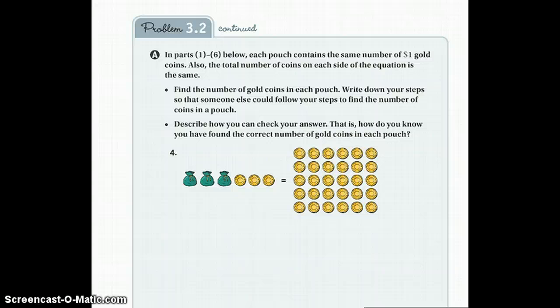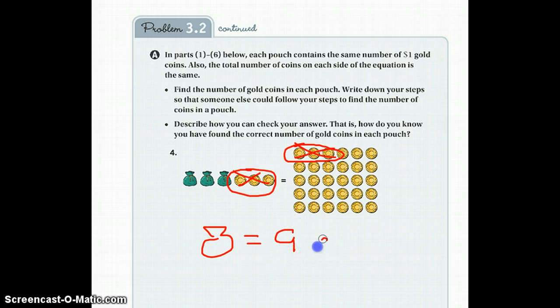Now here we have another one. We have 3 pouches and 3 coins equals 30 coins. Well, this one doesn't have pouches on both sides, but it does have coins on both sides. So if we take the three coins and we take out three of these coins, because we know those are the extras, that leaves us with 27 coins and three pouches. So each pouch has 9 coins.